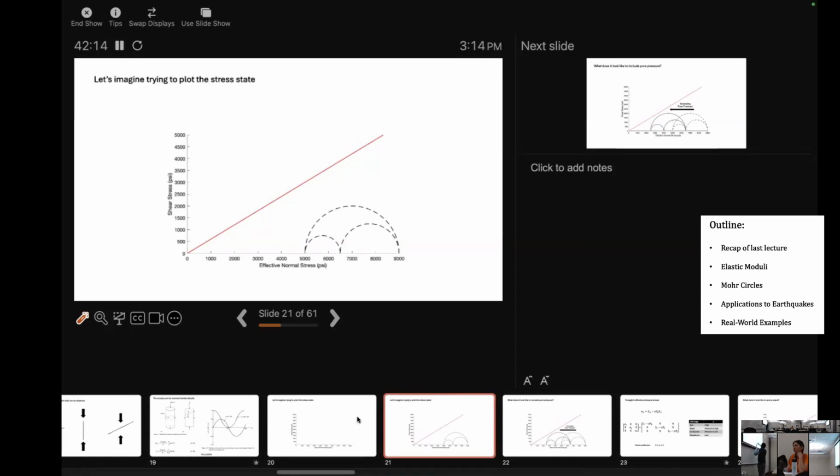And then the circles correspond to the possible stress states. So you can imagine you could orient a fault in however many orientations you want, but all of those orientations are going to plot in the region between this circle and the other two circles. So here.